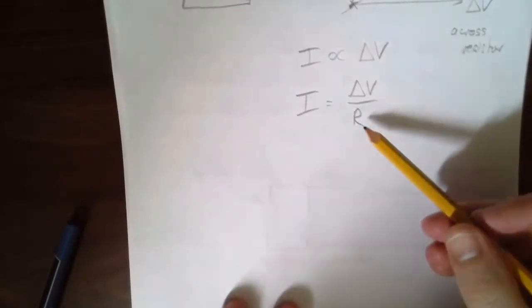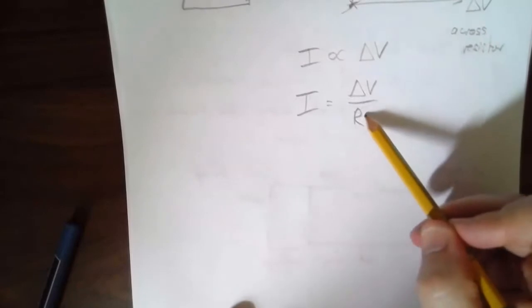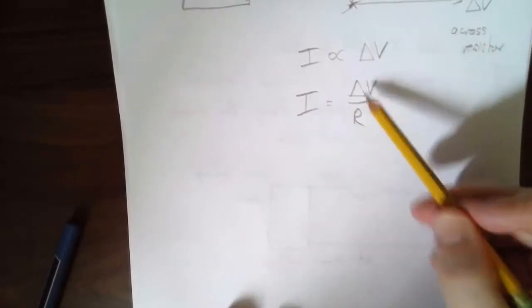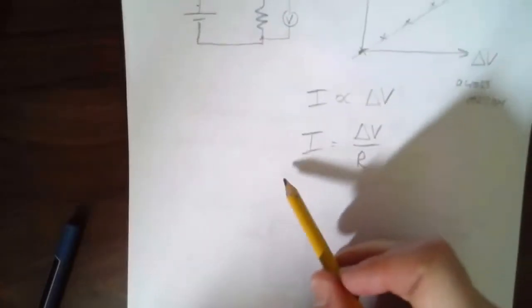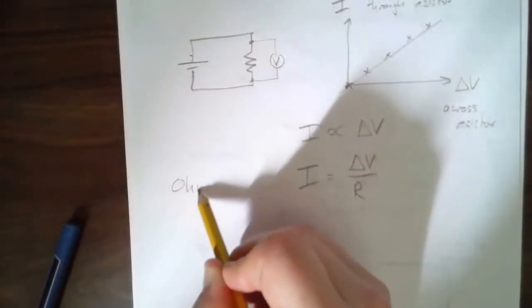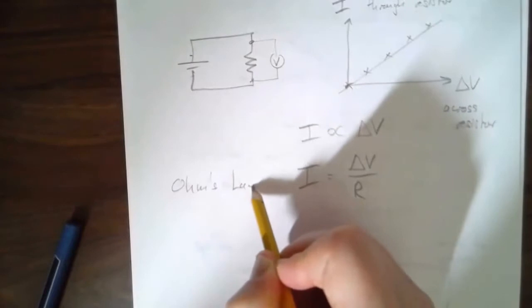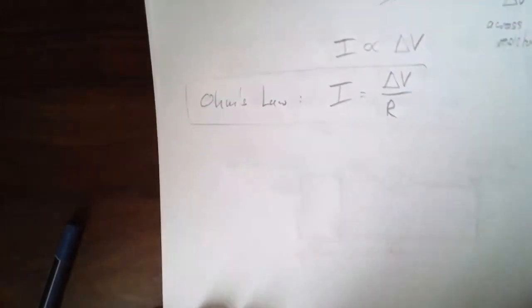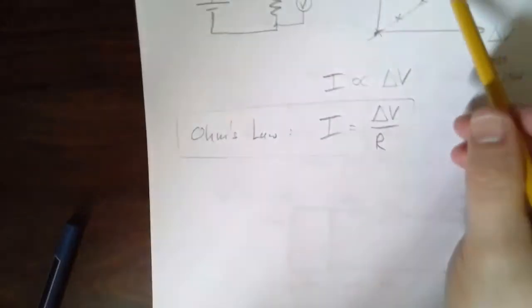Resistance has it kind of in the name. How hard is it, right, to get through? Higher resistance means less current with the same voltage. Now, this, by the way, has a name. I'm going to call this Ohm's law. And it's going to be very important. We're going to use it all the time in resistor circuit analysis.